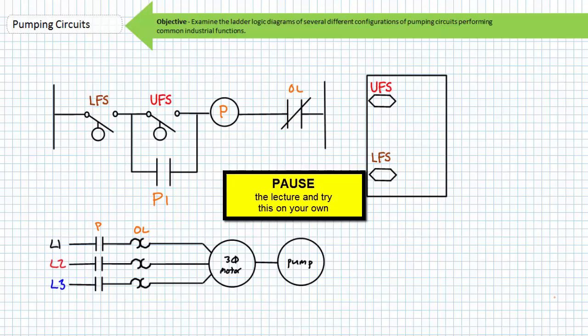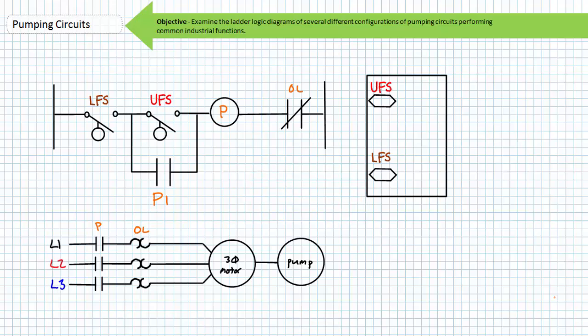By all means, pause the lecture and see if you can figure out how the ladder logic implements the function of this electrically controlled system. When the tank is empty, neither float switch is actuated, and the motor-driven pump remains off. As fluid fills the tank, it eventually reaches the level of the lower float switch. The lower float switch closes, however, there is still no path to energize the motor-driven pump.